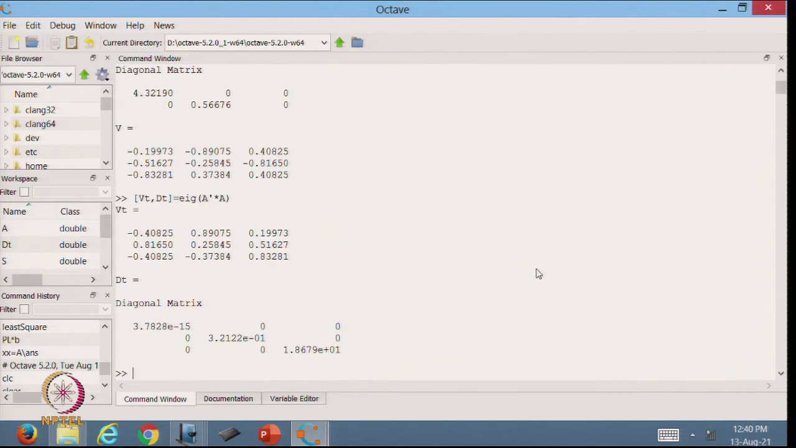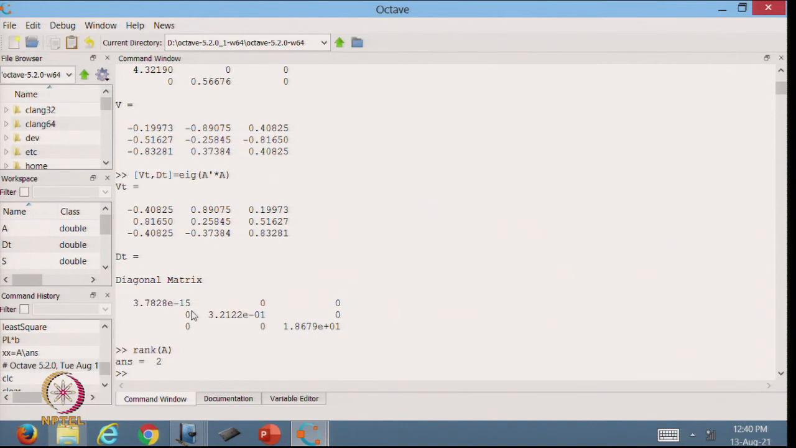So, this is my A transpose A, which is a 3 cross 3 matrix. Of course, it will be 3 cross 3, and these are the 3 eigenvalues: 1.18 times 10 to the power 1, 0.3, and 0. One eigenvalue is 0 because the rank is 2. If you see the matrix A, its rank is 2. So, one eigenvalue has to be 0 in this case, as it was 0 in the previous case, and this is the value we got.